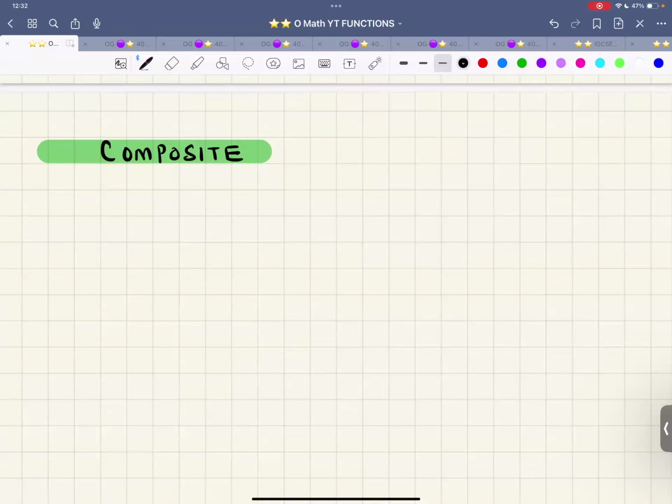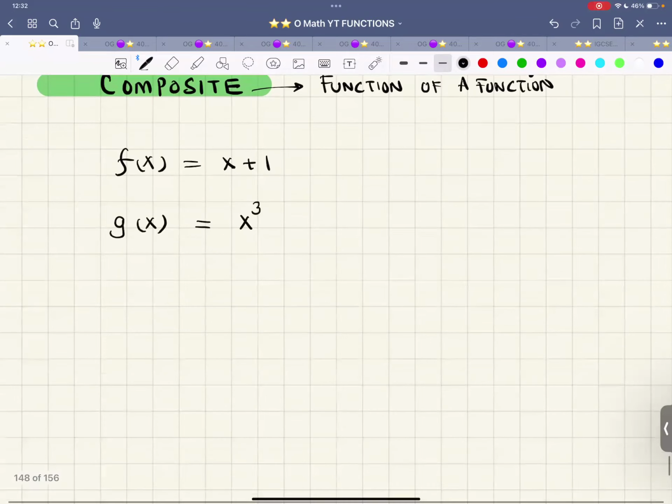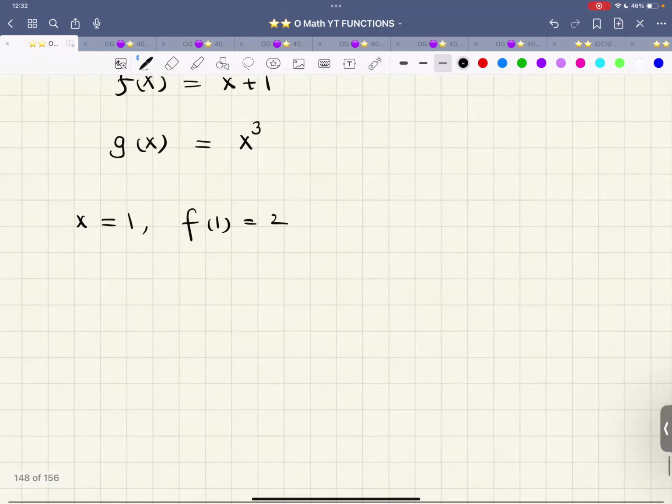Let's talk about composite. Composite means function of a function. So now let's say there is a function f(x) that is x plus 1, and there is a function g(x) which is x cubed. Let me choose a value. Let x be equal to 1. Let me evaluate f of 1. This comes out to be 2. Let me evaluate g of 2. So g of 2 is 2 cubed, which comes out to be 8.